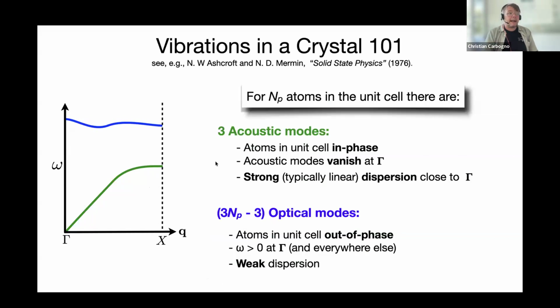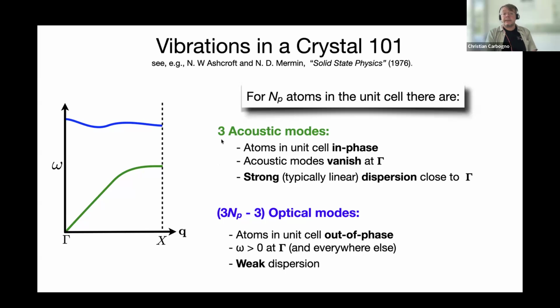So to sum that up, what do we actually get for atoms in a unit cell? We always get 3 acoustic modes, in which the atoms are in phase within the primitive unit cell. They vanish at the gamma point, and close to the gamma point they show a strong, typically linear dispersion. So you see here, this behaves linearly, and this is typically related to the speed of sound in a solid.